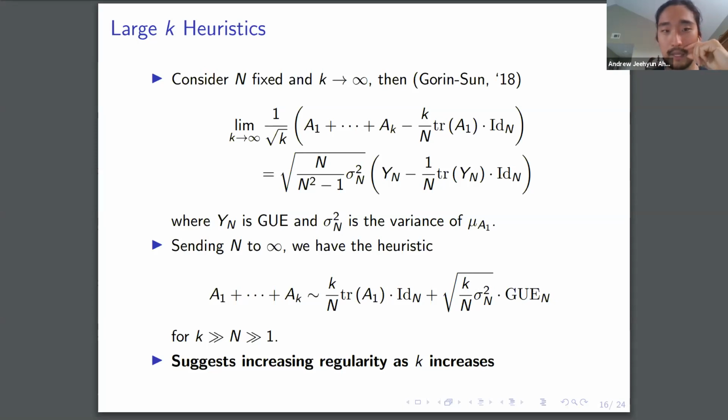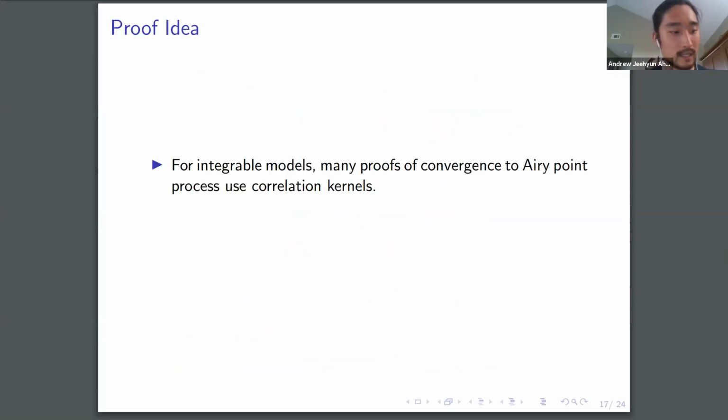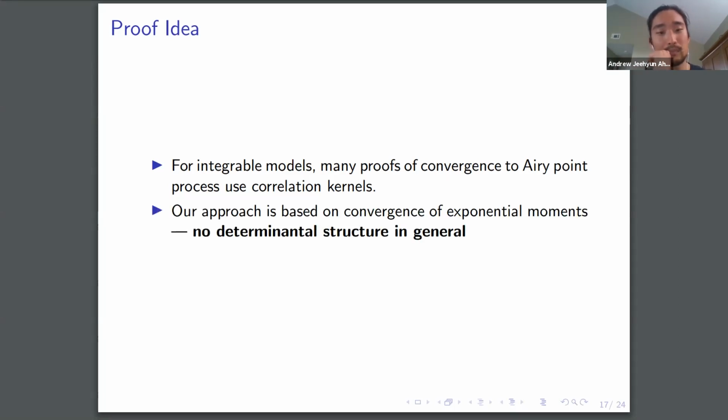So now that I've stated the results and given some idea of why you might expect them to be true, let me give you a sense of the ideas behind the proof. There are a lot of integrable models where the proof of convergence to the Airy point process uses correlation kernels. This is certainly not the only way it's been done, but on the side of random matrices, it is widespread for integrable models. The approach that we'll take will be a little different. There's no determinantal structure in general for these additive models, and so you want to appeal to something else.